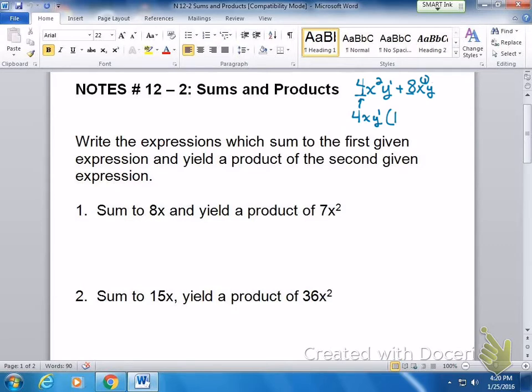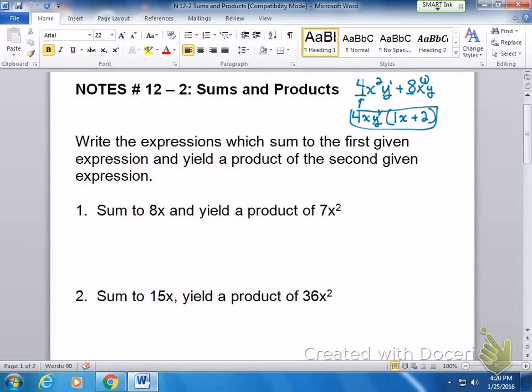4 divided by 4 is 1. X squared over x is x, and the y over y cancels. You don't have to put 1x, but it just has to be x. 8 divided by 4 is 2. X divided by x cancels, y divided by y cancels, so there's your answer.